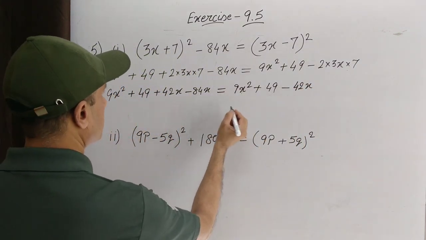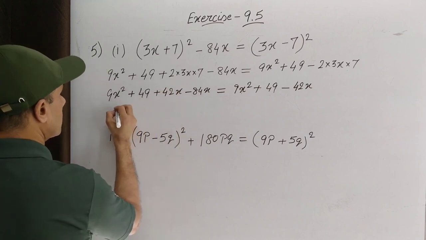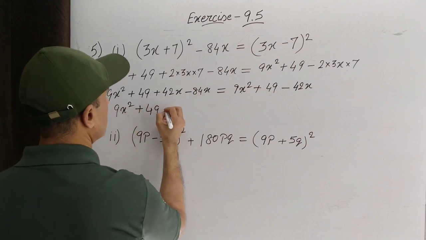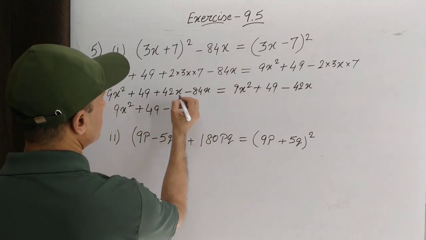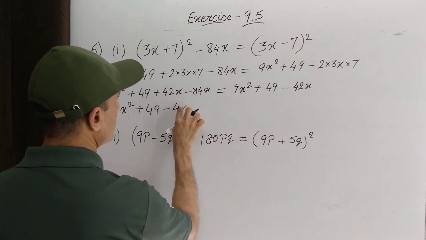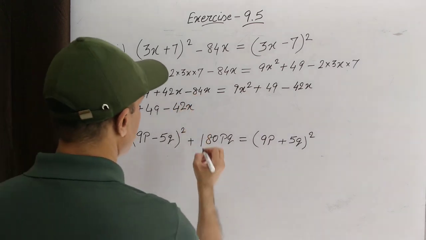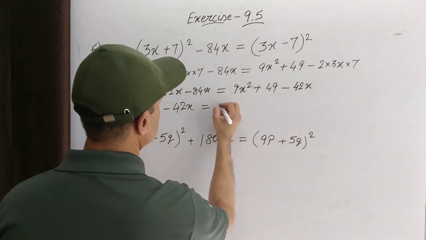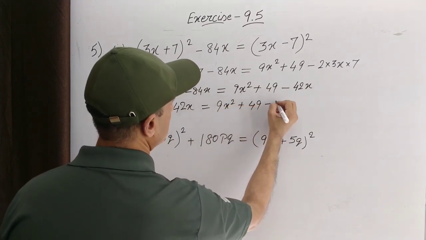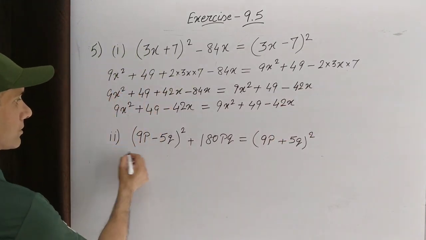So we get this as 9x square plus 49 minus 42, 84 minus 42, that is 42x, and this is equal to the right hand side, that is 9x square plus 49 minus 42x.